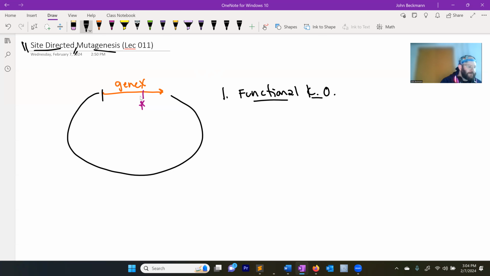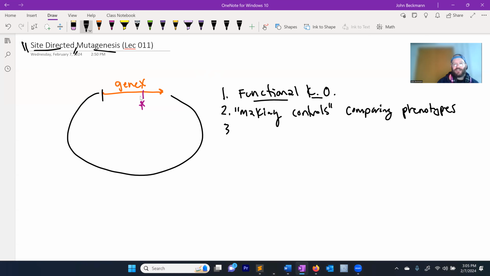What else can you use this for? Think of other examples of why you might want to mutate some residue in a protein. Any other ideas? How would I phrase that? I would say that as making controls for experiments, but you said it a good way, which is comparing phenotypes. Or perhaps studying natural variation, natural variance.